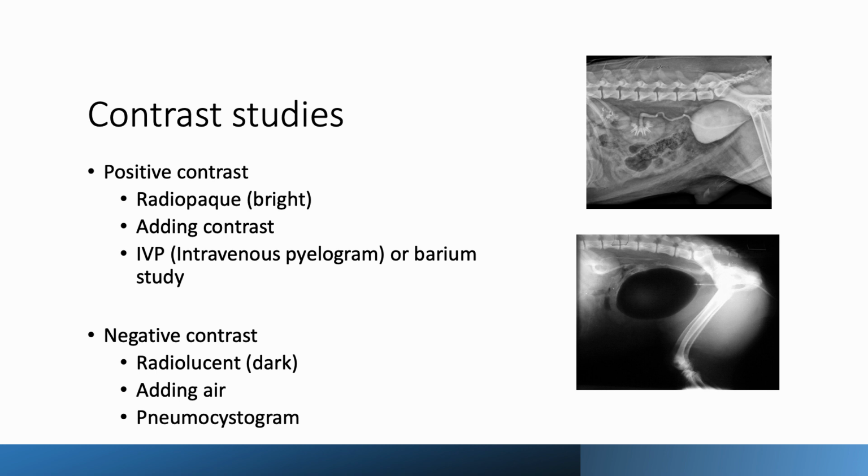A negative contrast study is when we add air. Air appears radiolucent or dark on X-rays, and sometimes we would use air in order to highlight an area of interest. For example, the picture on the right is a pneumocystogram. Remember, pneumo refers to air, cysto refers to the bladder, and gram is a study.